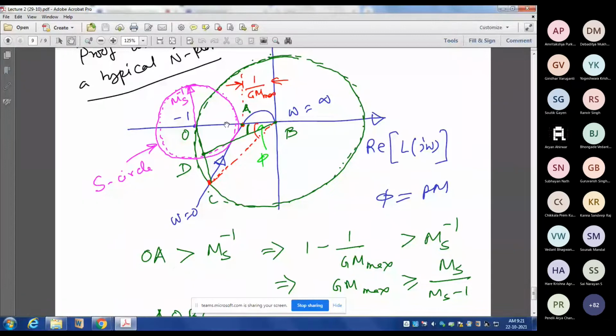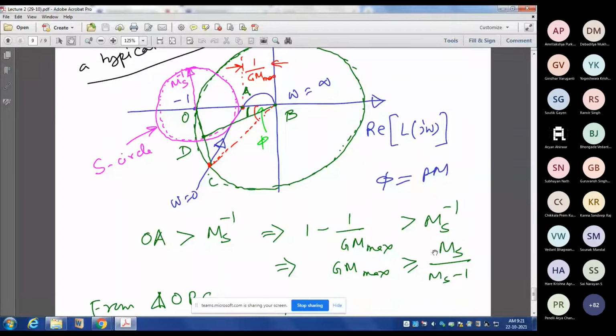So what is OA? OA you can easily see. Here to here is 1, so 1 minus, and here to here is 1 by GM max. So 1 minus 1 by GM max is greater than or equal to Ms inverse. I forgot to write that. This implies your GM max is greater than or equal to Ms by Ms minus 1. So that is the one inequality we have to prove.